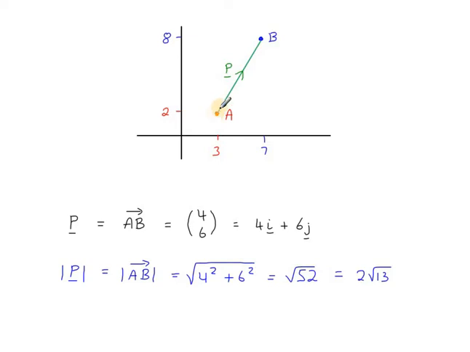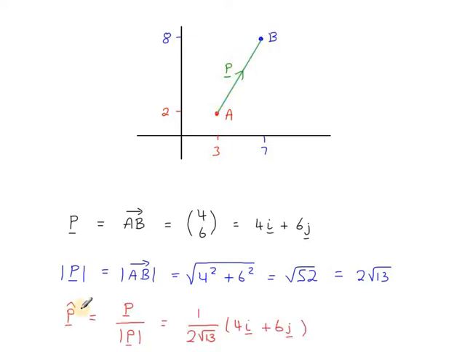And then the length of this line, or the magnitude of the vector, is given by Pythagoras' theorem. So using the x and y components for the vector, we have 4 squared plus 6 squared. We square root that, root 52, or simplified to 2 root 13. That's the length of this line here, or the magnitude of vector p.